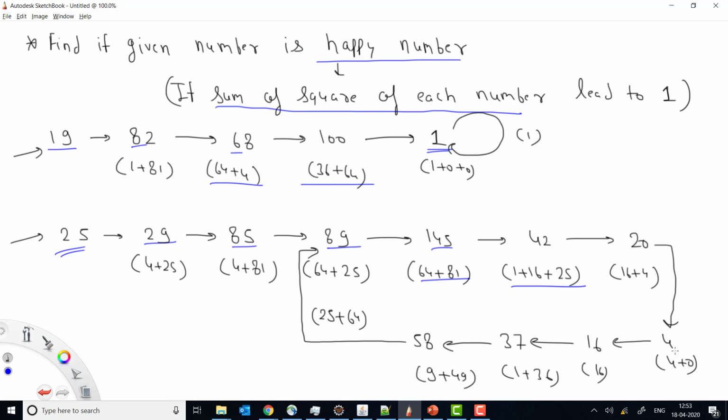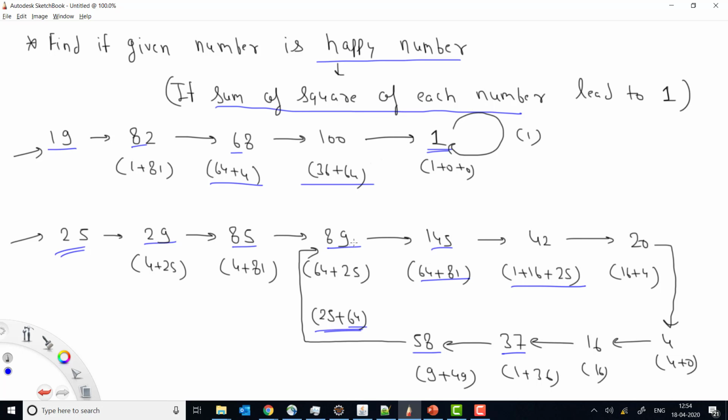Now check further. The square of 2 is 4, the square of 0 is 0, so it is making 4. Now the square of 4 is 16, which makes 16, then 1 and 36, so it is making 37. The square of 3 is 9, the square of 7 is 49, so it is making 58. And now you check further: the square of 5 is 25, the square of 8 is 64. Now what is this making? This is making 89, right?